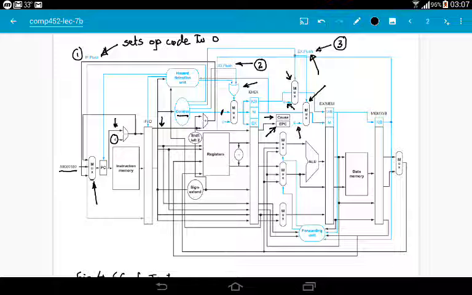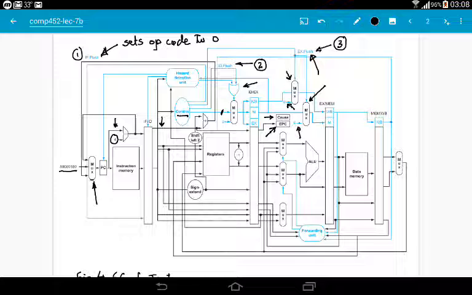So this is the whole architecture with exception handling built in. Exception handling has been added to our pipelined data path and control. Okay, so now let us consider an example, and after that we will be nearly done.